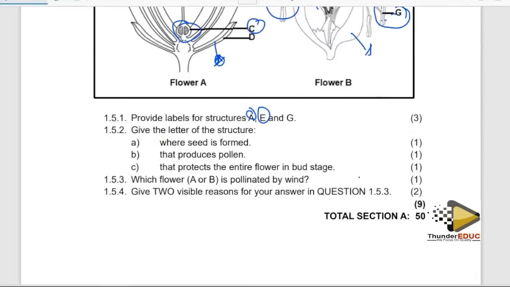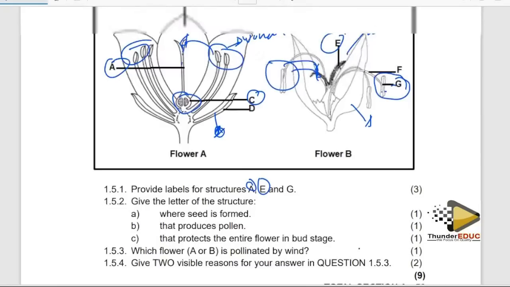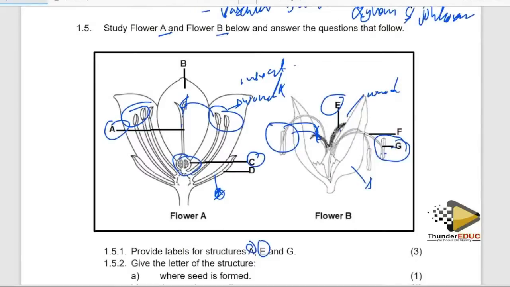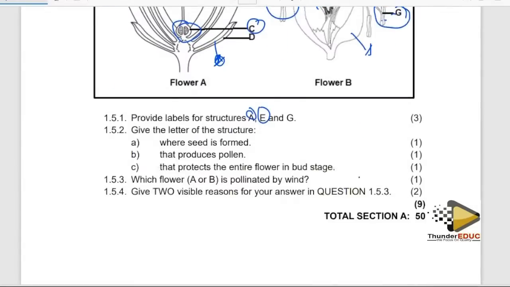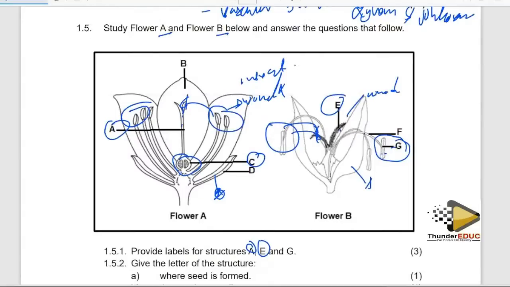Which flower, A or B, is pollinated by wind? We have seen that it can't be this. It's supposed to be this. Why? Because the anthers are above the stigma. Give two visible reasons for your answer. First of all, the anthers are above the stigma. Number two, the anthers are produced in large amounts. So they are large, see, compared to this. Because here the insect moves easily from here to there. But here there are supposed to be a lot, so that if something is lost this side, there are some which will go that side.